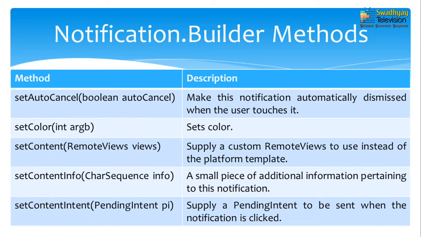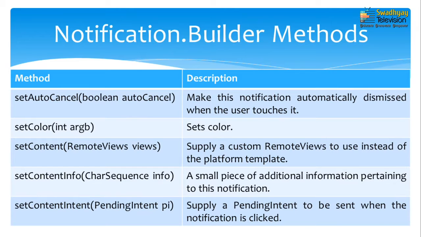The first method is setAutoCancel, and it takes one boolean argument. If it is true, the notification is automatically cancelled, and if it is false, it is cancelled manually. So, it makes this notification automatically dismissed when the user touches it. Then we have a method called setColor, which takes an integer argument which represents your color. So, it sets the color.